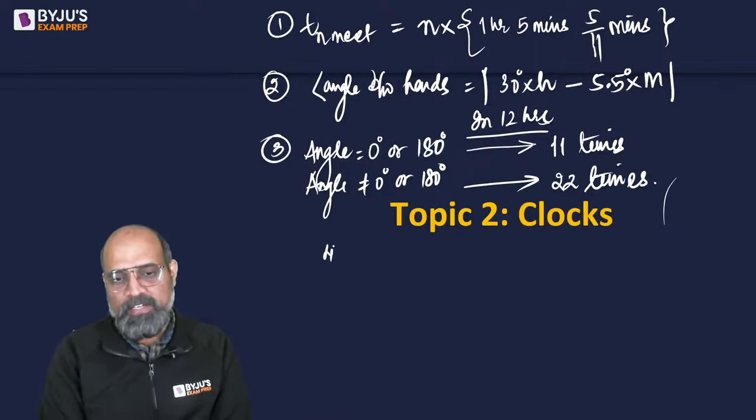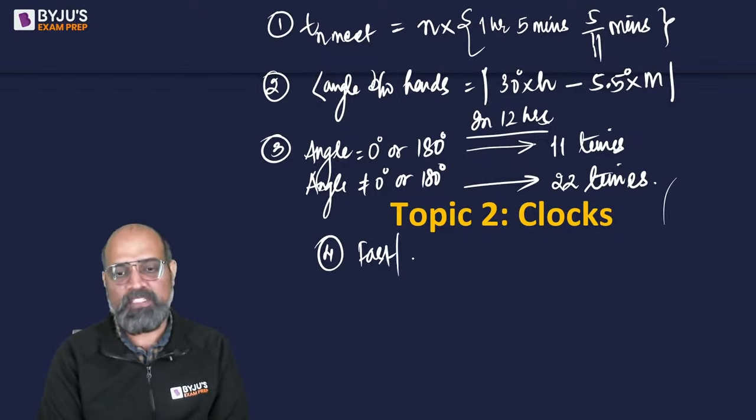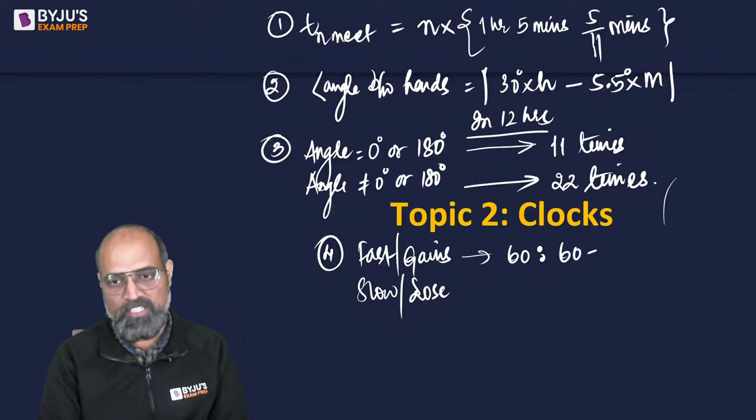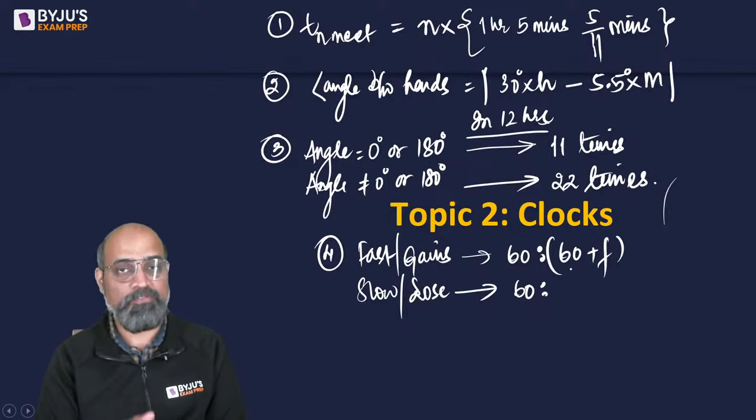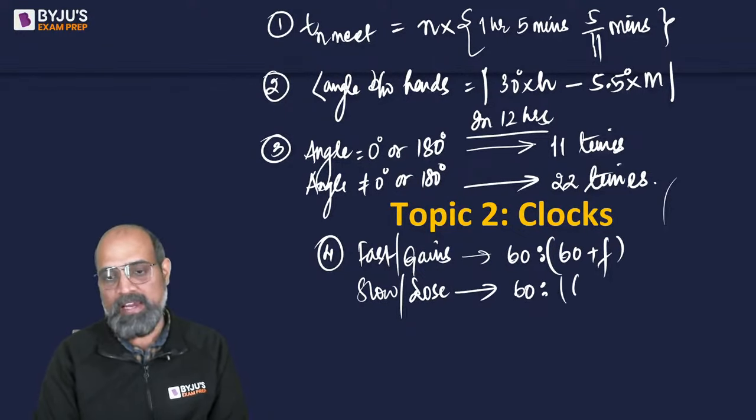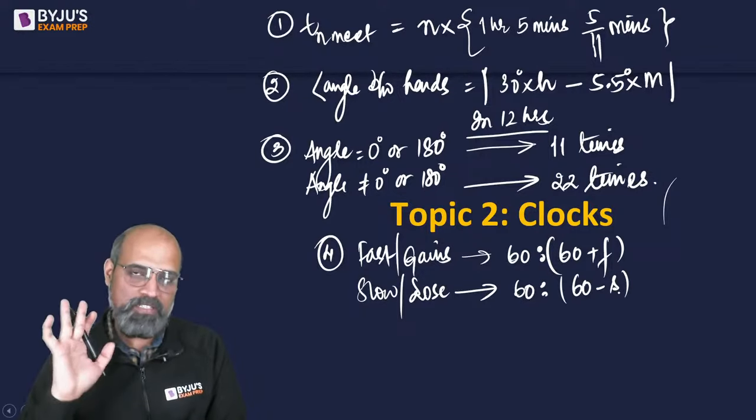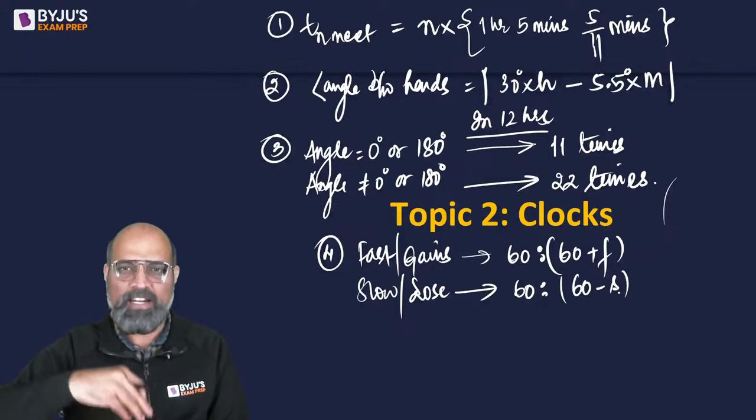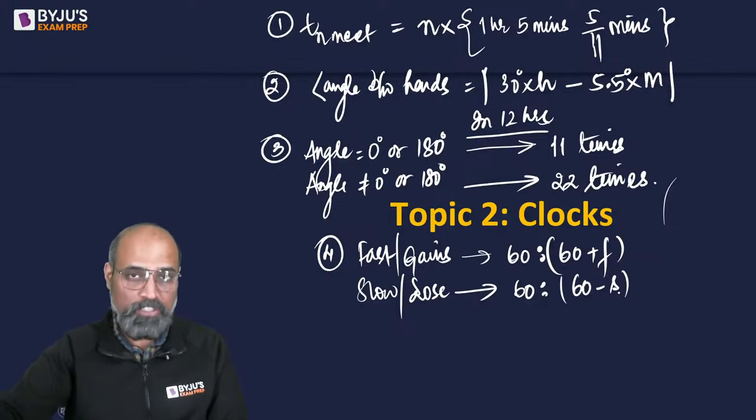Okay. The fourth is about fast and slow clock. If you're talking about a fast clock, the fast clock means something that gains time. And a slow clock is something that loses time. Right? So in a fast clock, what you do is you take the ratio of the normal clock to whatever this clock is fast. So 60 plus F, jitna bhi minutes hai. In the case of slow, you will take the ratio of 60, which is normal clock time, and minus slow wala jitna bhi minutes hai. Using this ratio, you can find out how many hours, minutes, you know, at what time it will show the right time, the faulty clock.